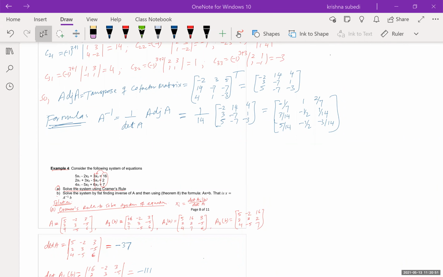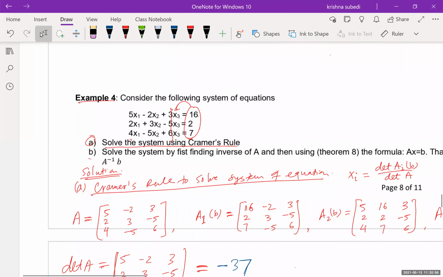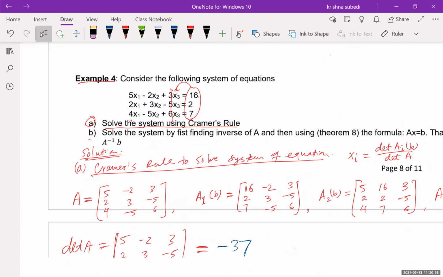Now, I want you to try one question just for fun. Look at this example 4. In our last class, what we did is we solved this system using Cramer's rule.